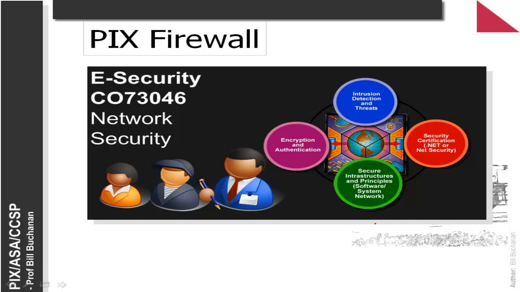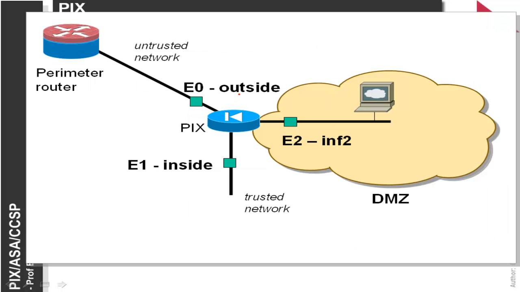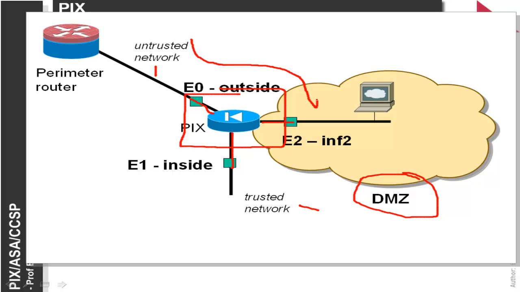So what does the PIX firewall look like? Well, basically it tries to simplify security in that we have untrusted, trusted, or DMZ. So we have 3 main connections that we typically have. Basically, nothing is trusted from outside to go to the DMZ. Nothing is trusted from the DMZ into the inside zone.